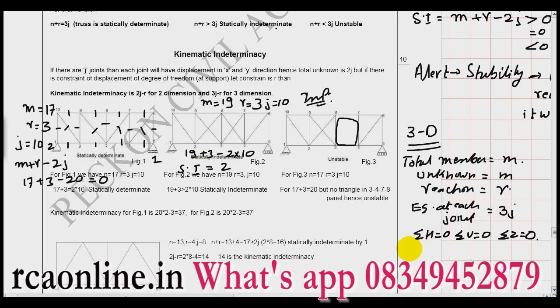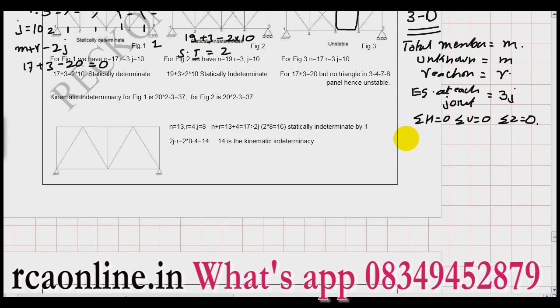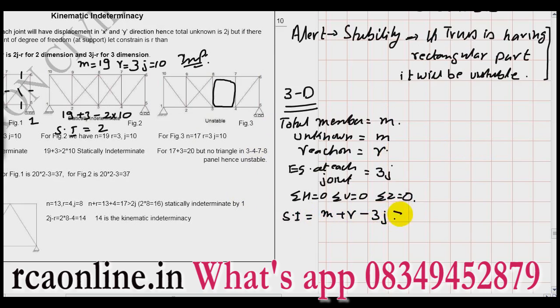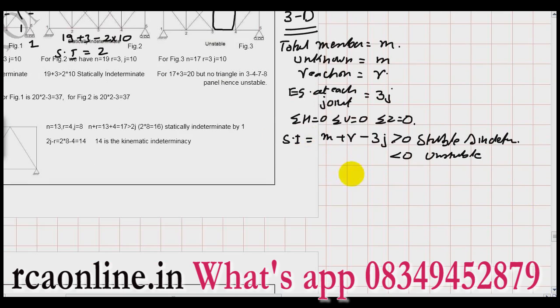So what is the static indeterminacy? Static indeterminacy for 3 dimensions is M plus R minus 3J. If it is greater than 0, then the truss is stable and indeterminate. If it is less than 0, then unstable. And if it is equal to 0, then stable and determinate.